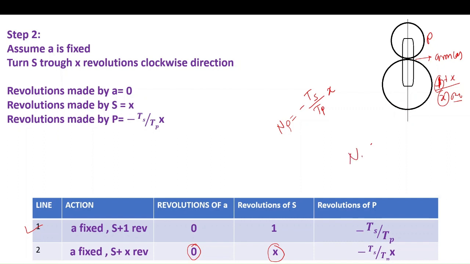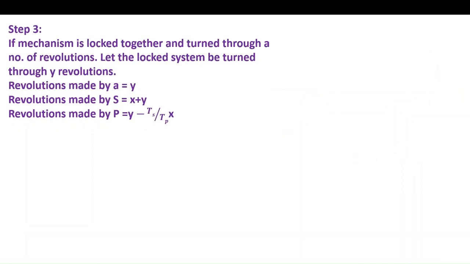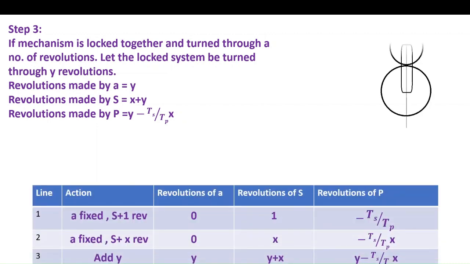So okay, the revolutions made by P will be minus TS upon TP into x. This is your second equation. Turning on to the next: now we have to get a third equation. Consider, first stage is complete, second one is done, now we are going to the third stage.